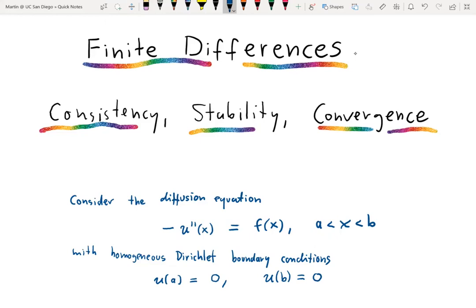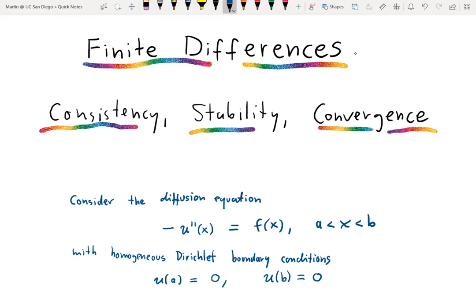In this video, we're going to discuss error estimates for finite differences. Our goal is to get a result that tells us that for vanishing mesh size, as we let the mesh size go to 0, the finite difference method converges to the true solution.